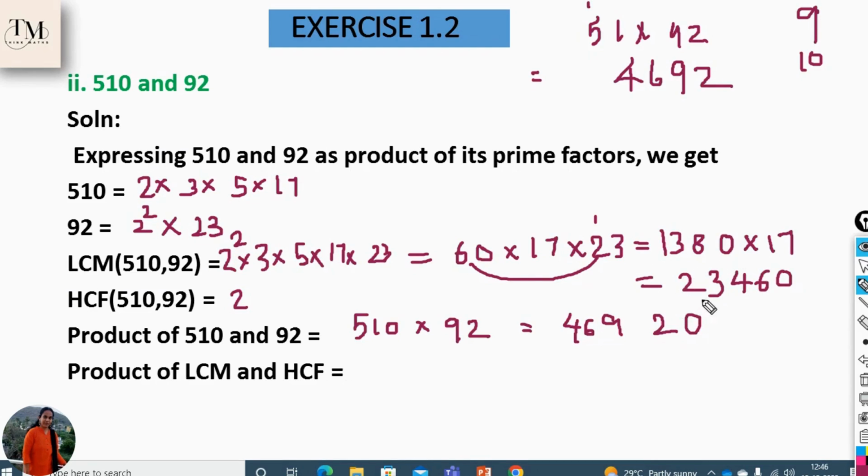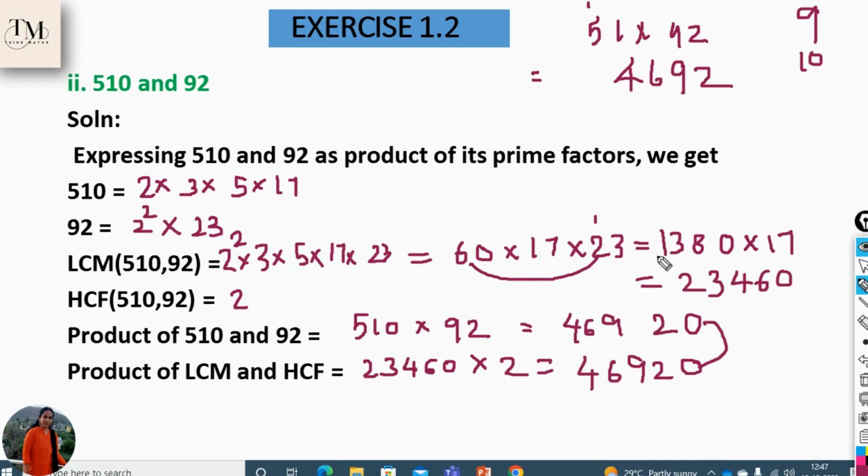Okay. So we have to find the product of LCM and HCF. So what is LCM? 23460. So this value I will explain you later. So 23460 into what is HCF? HCF is 2. So which is equal to 0 into 2, 0. 6 twos are 12, balance 1. 4 twos are 8, 8 plus 1, 9. 3 twos are 6, 2 twos are 4. So we got the answer same.